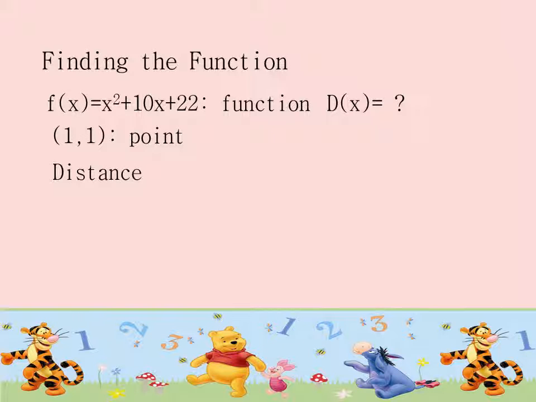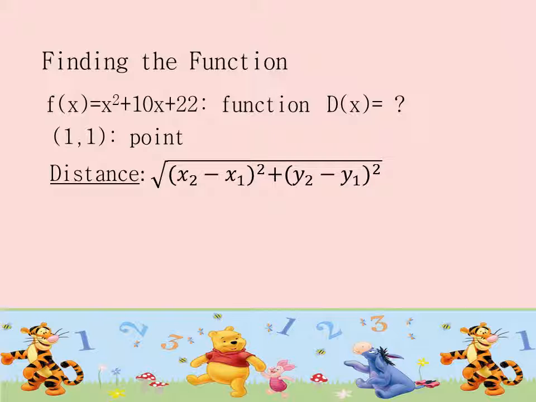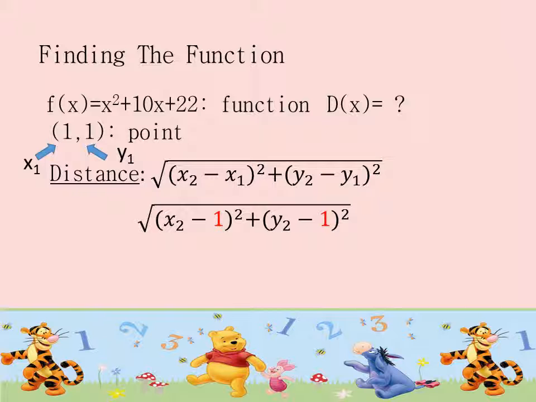In this problem, we are looking for distance as a function of x. In order to find distance, we use the distance formula: square root of (x2 minus x1) squared plus (y2 minus y1) squared. We will use the given point as values for x1 and y1. Plug in the values from this point.